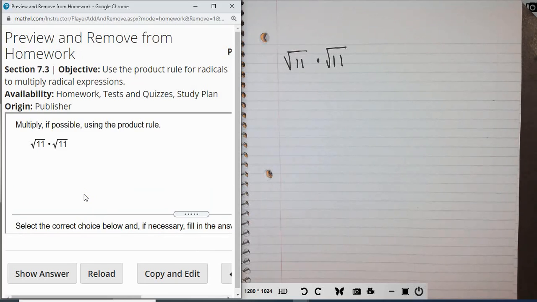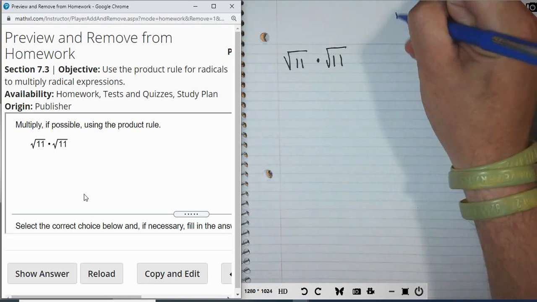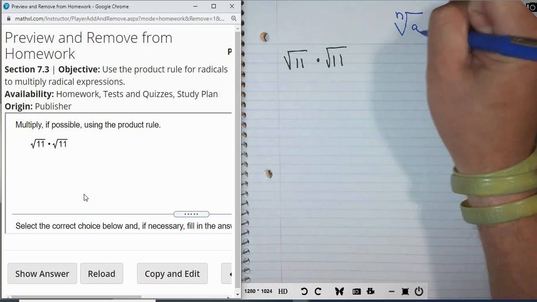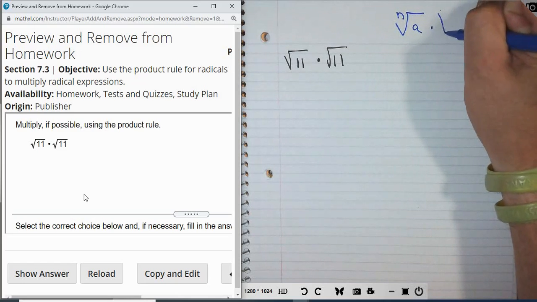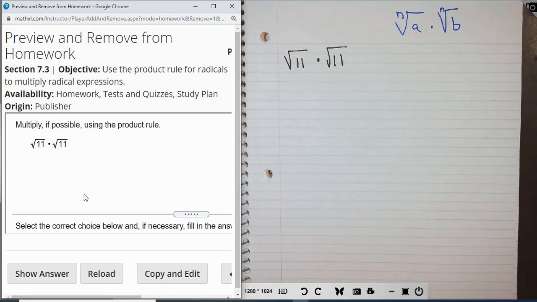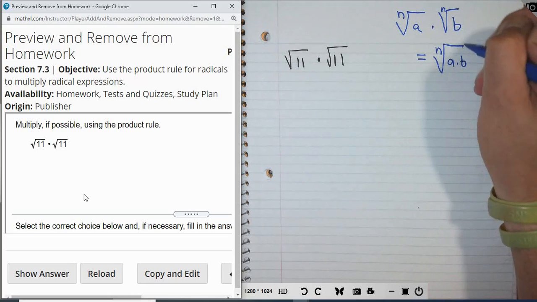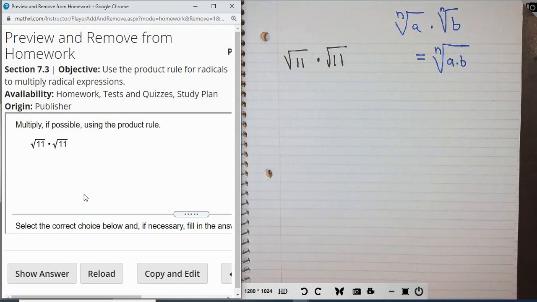So let's talk about the product rule here. Do you remember that our product rule was written this way right here? Basically the nth root of A times the nth root of B, multiplying there, and that result is the nth root of A times B. Notice we put our two radicands underneath the same radical there.